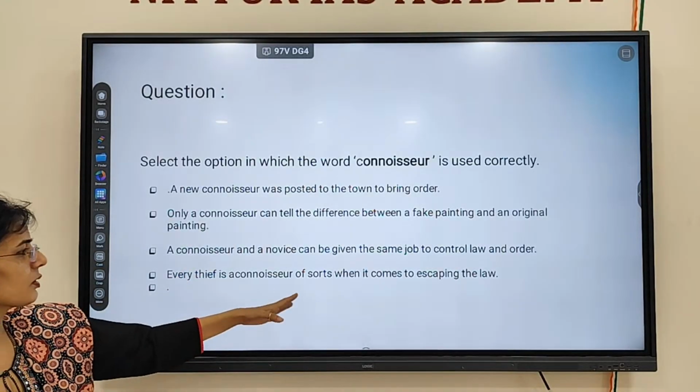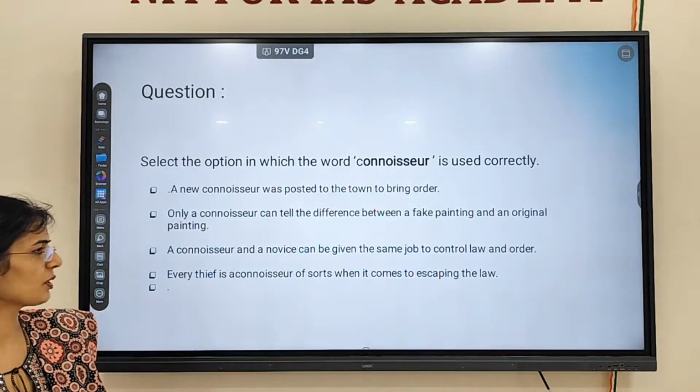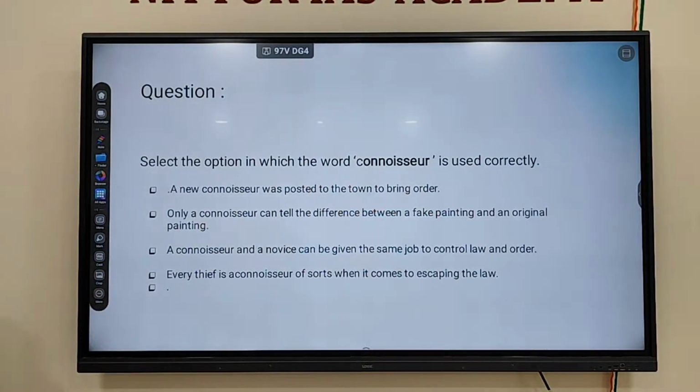Every thief is a connoisseur of sorts when it comes to escaping the law. Again, something related to law. So tell me which is. Painting. Hmm? Painting must come under taste. Yes. It comes under taste because taste is not specifically related to food.